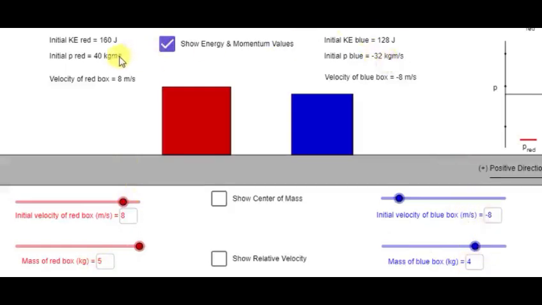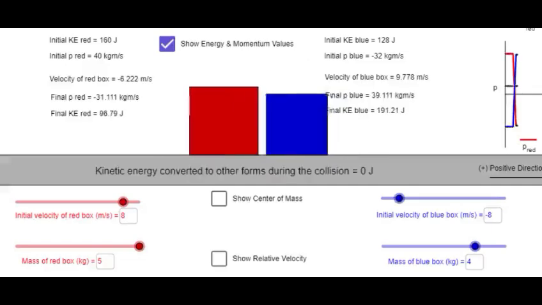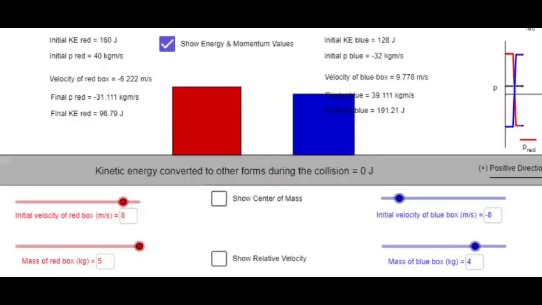Meaning the total momentum before they collide is what? 40 plus negative 32. Correct, you'll get a positive 8. It means even after they collide, their total momentum should remain positive 8. Let's run and see. They are coming together, they collide and separate. Red is now moving with a velocity of negative 6.22, whereas blue is moving with a velocity of positive 9.77.